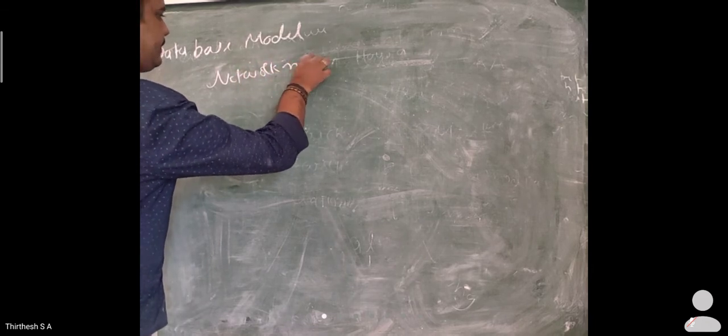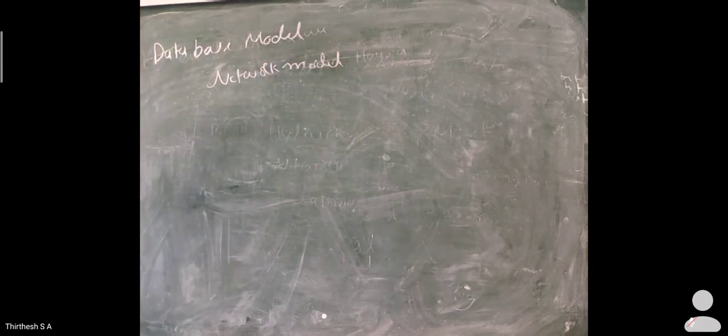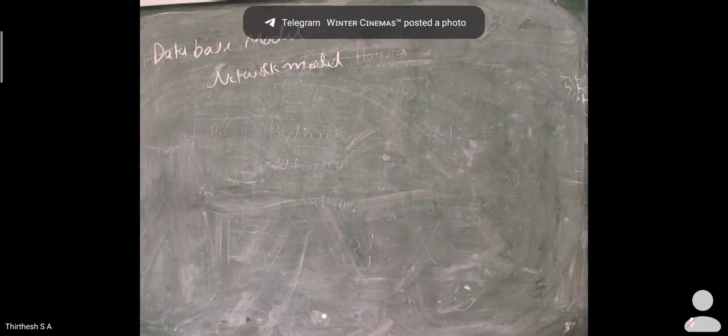Network model. Here, the network model is one of the most powerful models in this era. It was introduced in 1969 on a database system, on a data system language. Okay, this is the most powerful and complicated. It spreads like the web technology you have seen, right?